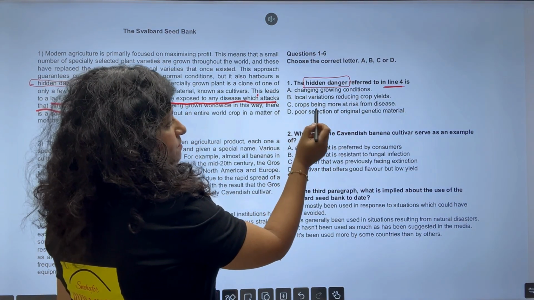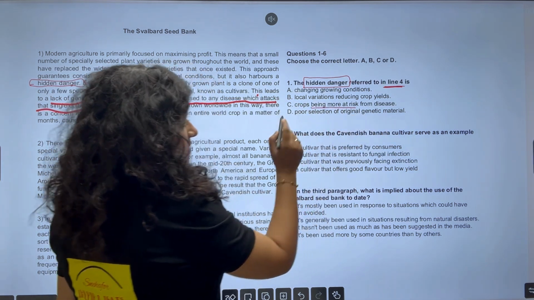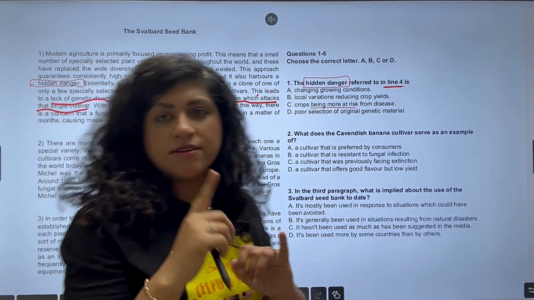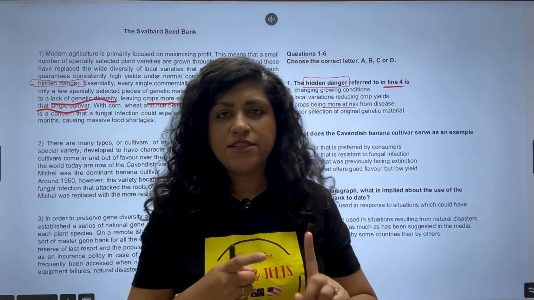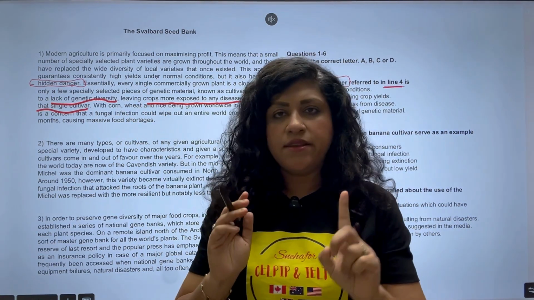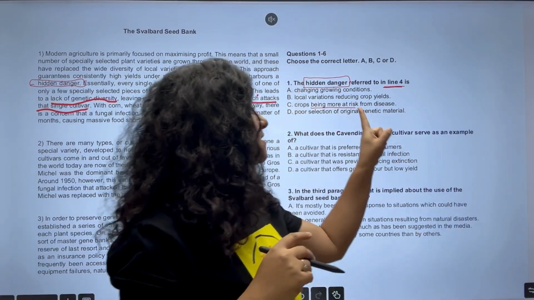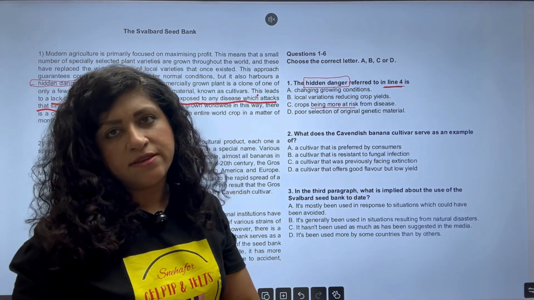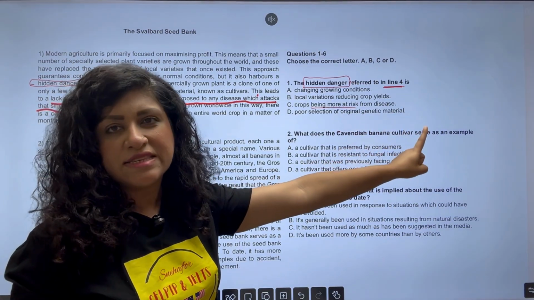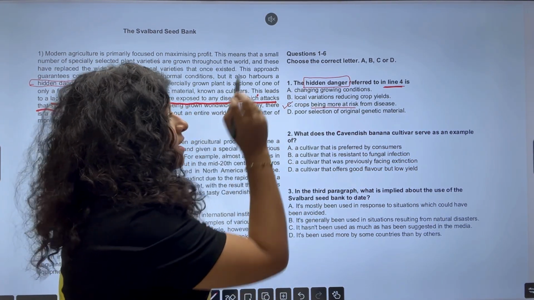C says crops being more at risk from disease. D says poor selection of original genetic material. Now, when we read the paragraph, we saw that there were two negative ideas. Number one, lack of diversity. Number two, more exposure to diseases. And out of these, I see one idea in option number C, and that is crops being more at risk from diseases. So I am going to mark C as my answer.